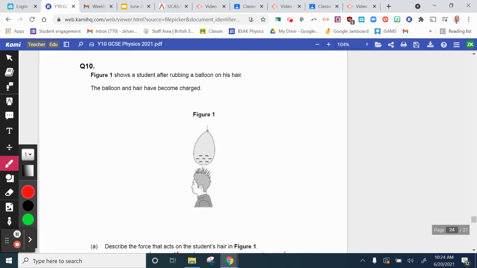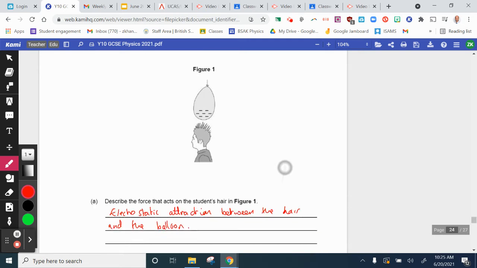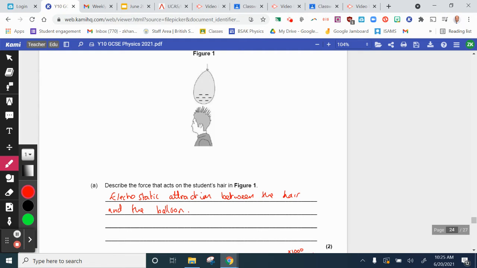Okay, question 10 shows a student after rubbing a balloon on his hair. The balloon has become charged, and we can see it's a negative charge and it is pulling the hair. And we are to describe the forces that are acting on the student. So it's an attractive force and it is an electrostatic force, an electrostatic attractive force, and there's your 2 marks, one for electrostatic and one for attraction.